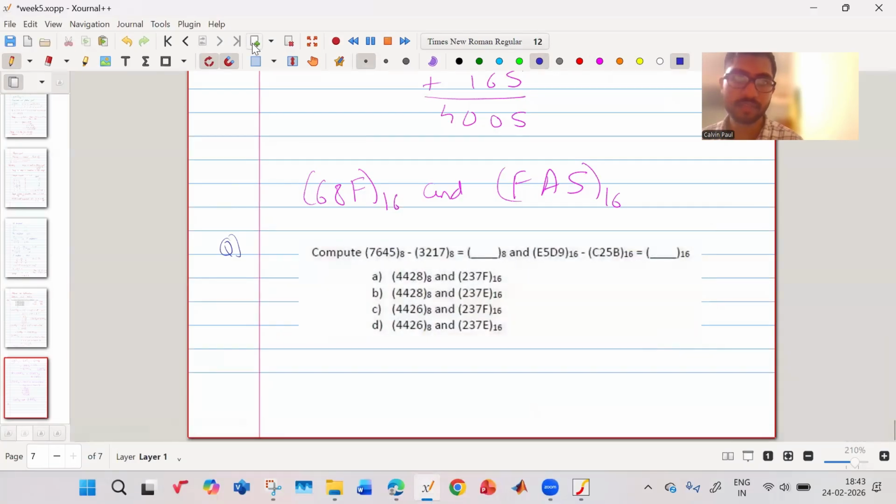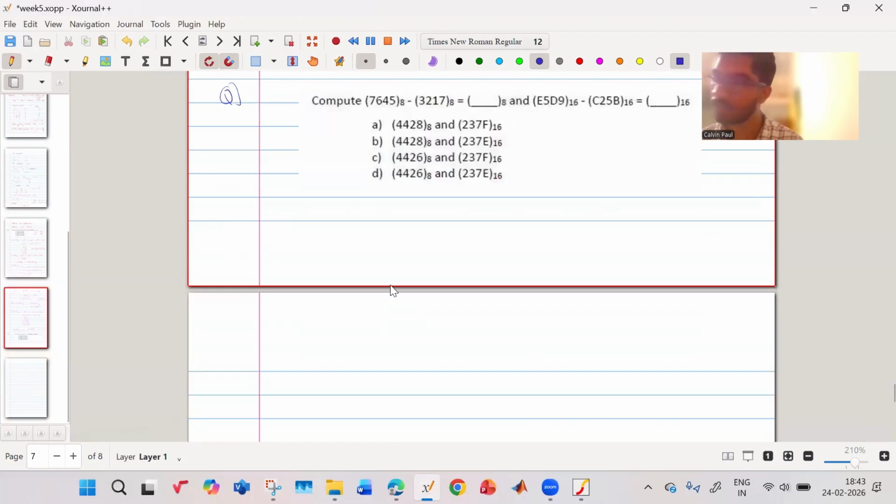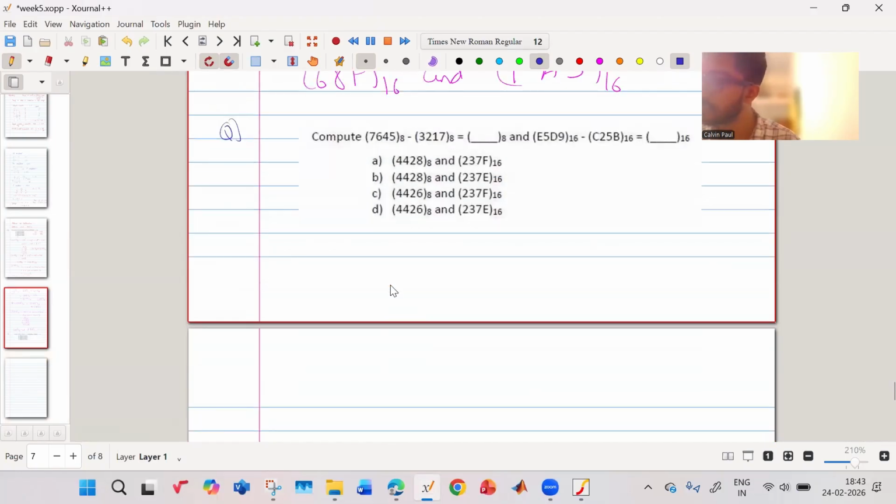Okay, let us start with the first part. You have 7645 minus 3217. Okay, and this you must understand it is in 8. It's in terms of 8. This is a number in octal representation.